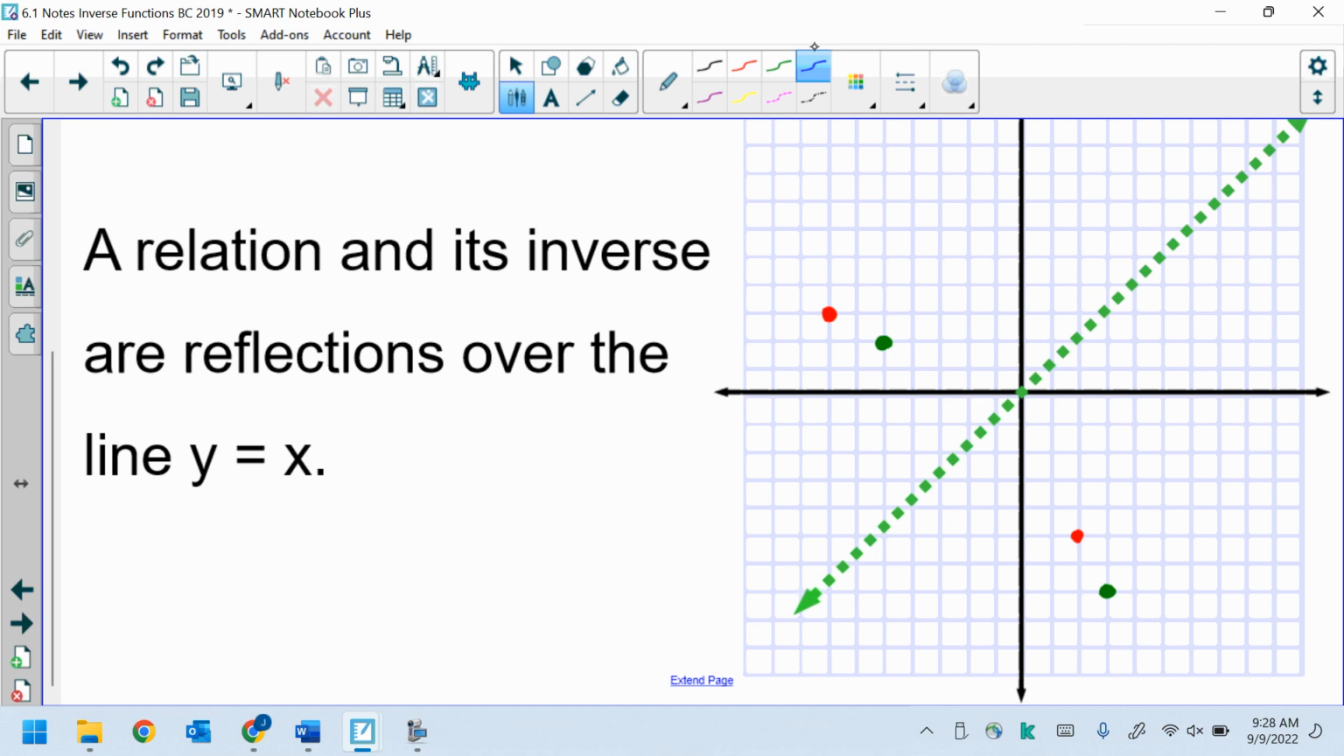Now, let's forget about those points for a second. But if I had some maybe function that looked like this, its inverse would be the reflection over y equals x. Let's see how well I can do this.